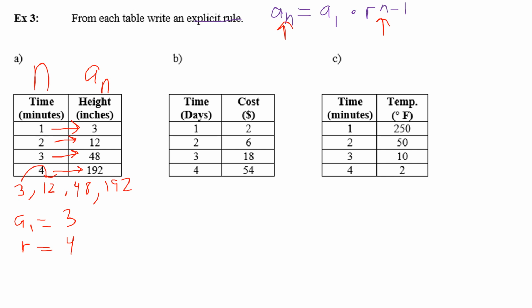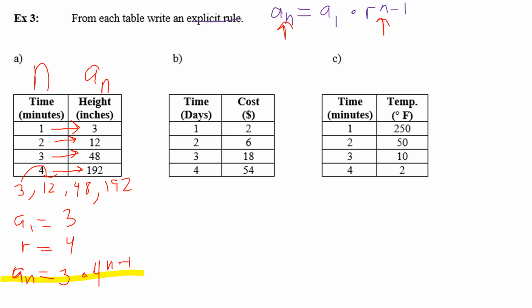And then plugging it into the explicit formula, we're going to have a_n equals a_1, which is 3, times r, which is 4, raised to n minus 1. And that's going to be the final answer for 3a. Okay. 3b is similar, so I'm going to let you guys do 3b on your own.